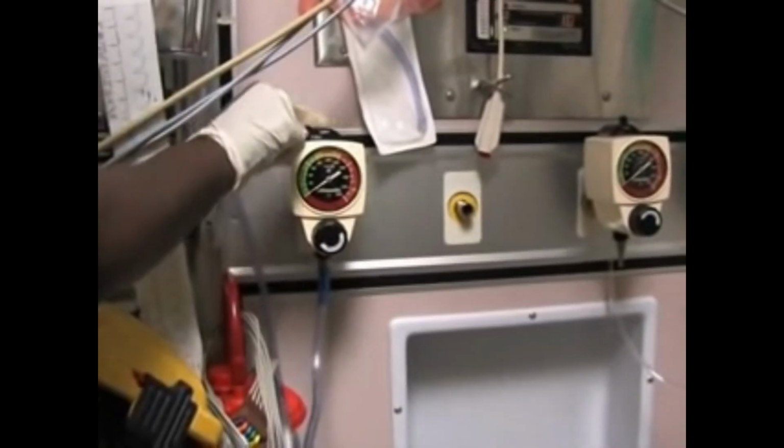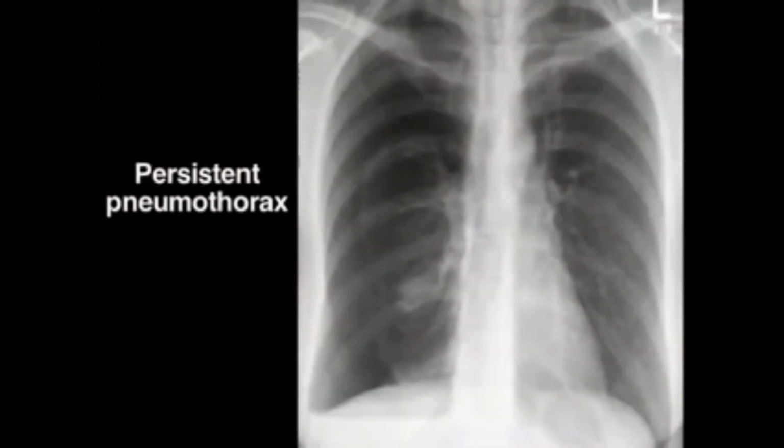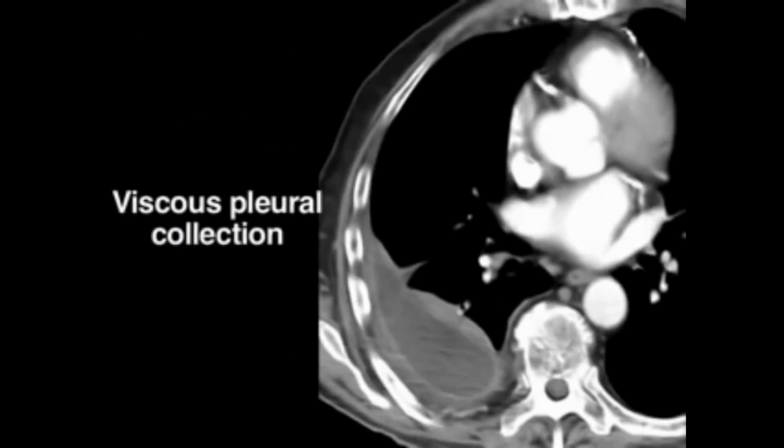Suction may be applied if there is persistent pneumothorax despite the underwater seal, or if there is a viscous pleural collection that is not draining effectively.